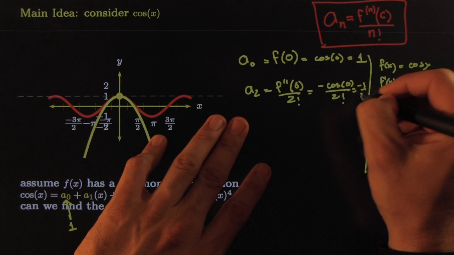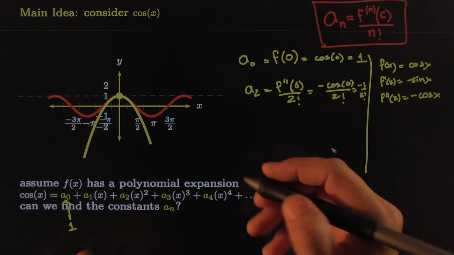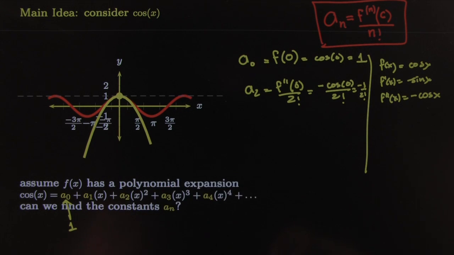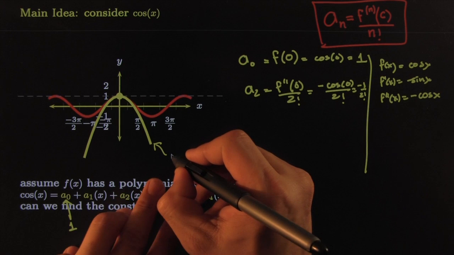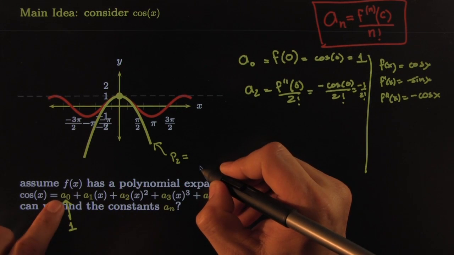That's clearly negative 1 over 2 factorial. That gets me this far right here. So this tells me that this one right here, I'll change back to writing on the actual paper here. This tells me that P2 is equal to, I already had A naught.